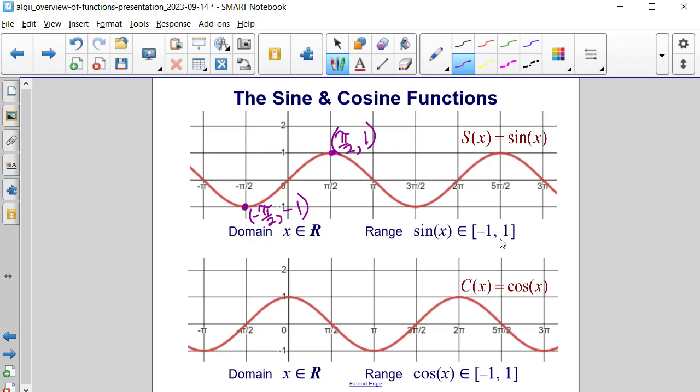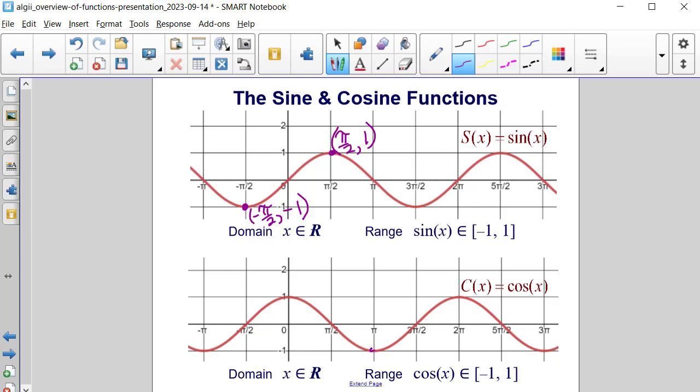So because negative 1 and positive 1 are both included in the function values, the range for the sine of x is that the sine of x is contained in the set from negative 1 to positive 1, including both endpoints. And cosine of x is generally the same. It again oscillates between negative 1 and positive 1.